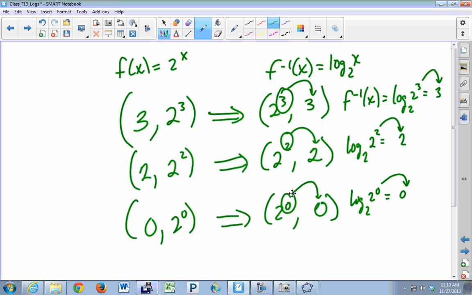It almost sounds ridiculous. What exponent do I raise 2 to get this, 2 squared? The answer's looking at you right there. I raised 2 to the second power. So you're just switching places with your input and your output.